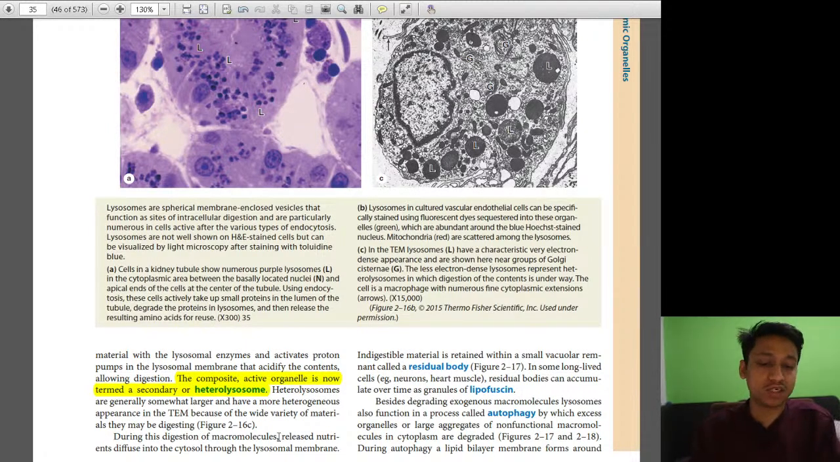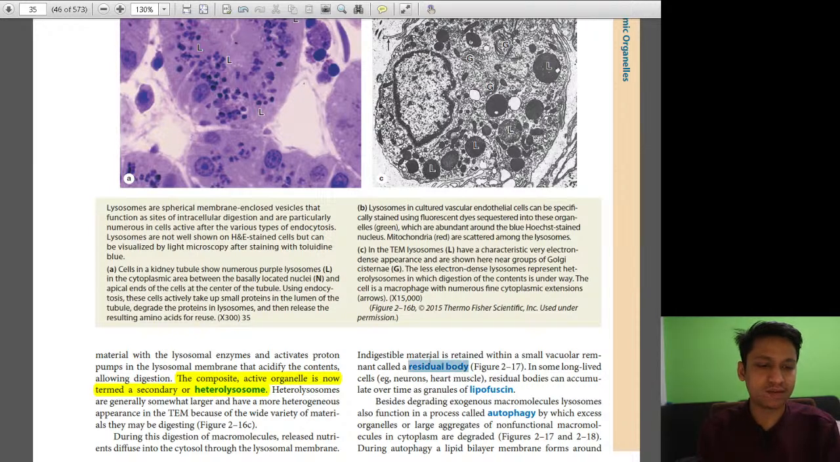During this digestion of macromolecules, released nutrients diffuse into the cytosol through the lysosomal membrane. How do they diffuse? Through the membrane. Indigestible material is retained within a smaller vacuolar remnant called a residual body. So whatever is indigestible by the lysosome is separated in the form of a residual body.